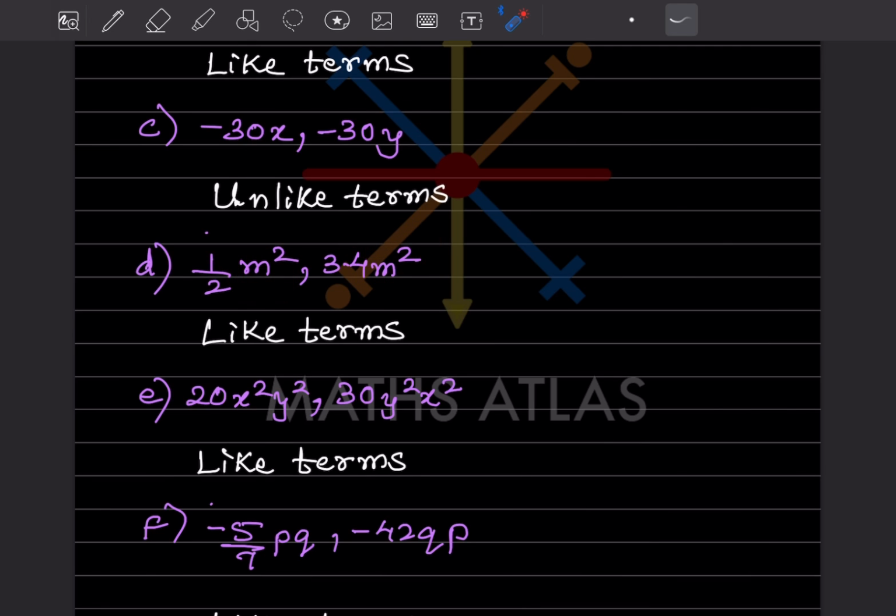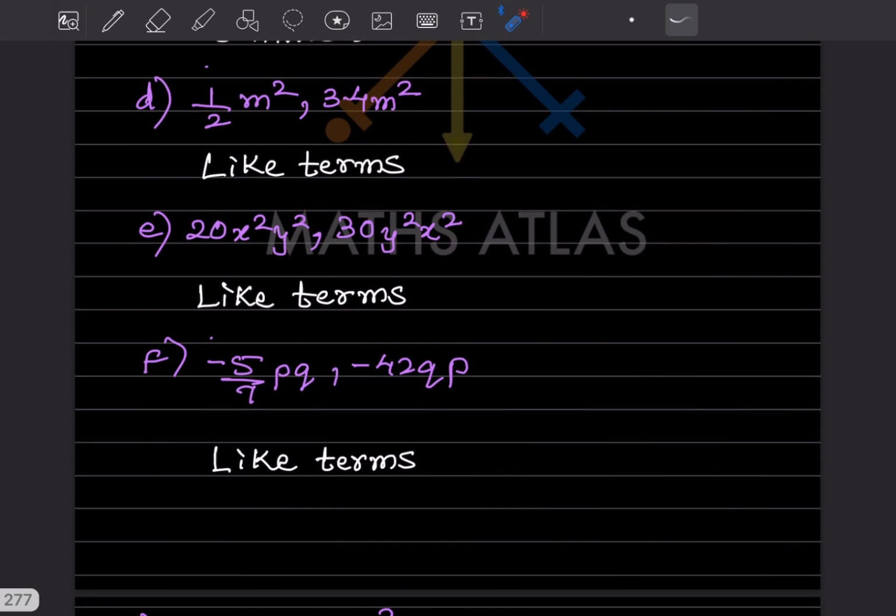Now here, this is x square y square and this is y square x square. This is actually, if you write it, 2 into multiply, that is going to be 6, and 3 into 2 is also going to be 6. So this is actually multiplication in between. So this is x square y square and this is y square x square. So these are the like terms. Be careful with this type of question.